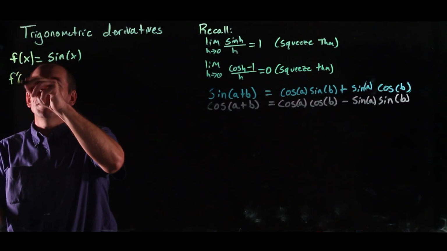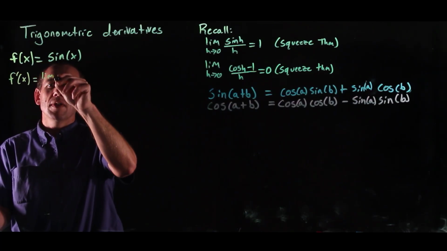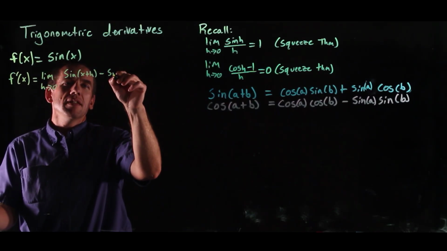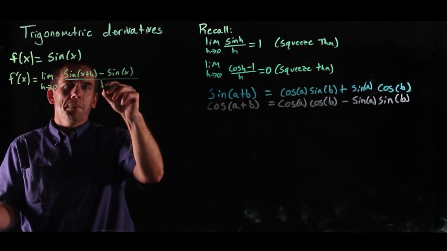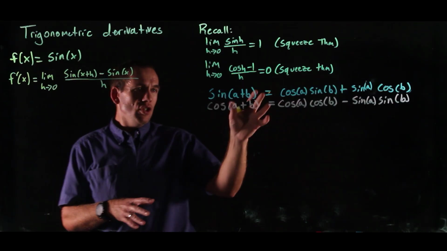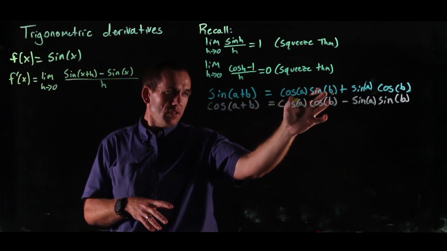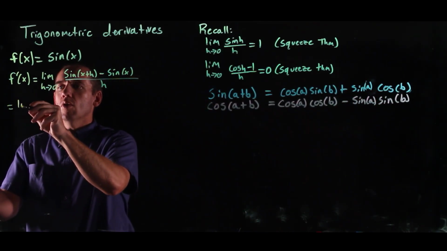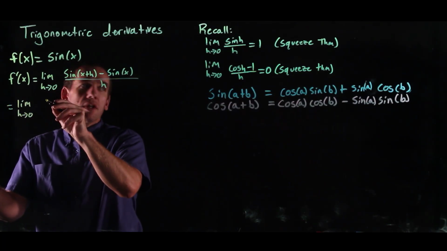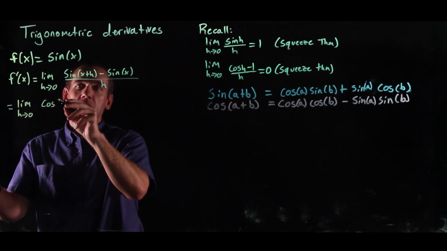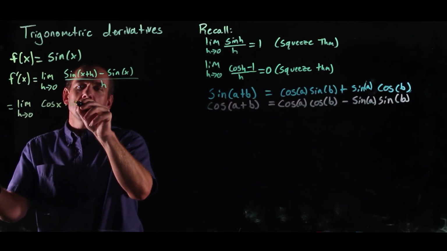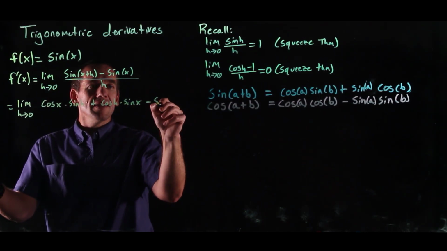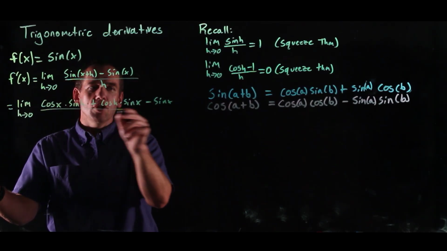So we know the limit definition of the derivative says this is equal to the limit as h goes to 0 of sine x plus h minus sine x all over h. Okay? We're going to go ahead and use the sine of a plus b is equal to cosine a sine b plus sine a cosine b to rewrite this. So this is equal to the limit h goes to 0. We have cosine x times sine h plus cosine h times sine x minus sine x, all over h.